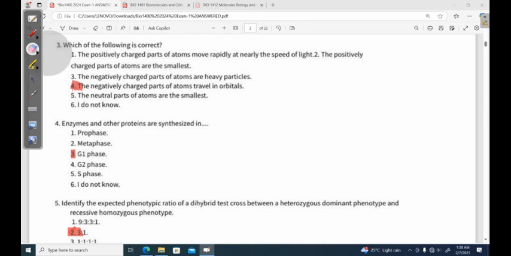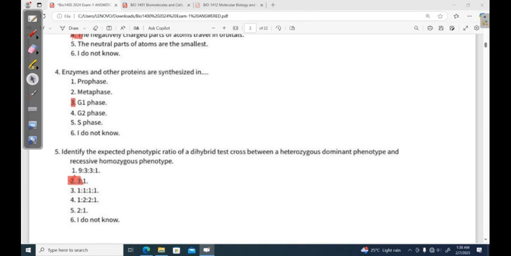Next question. Enzymes and other proteins are synthesized in the... the correct answer is the G1 phase. It's within this G1 phase, and you know that the G1 phase is the longest phase that occurs. This is where the enzymes and other proteins are actually synthesized. Okay, we go to our next question.